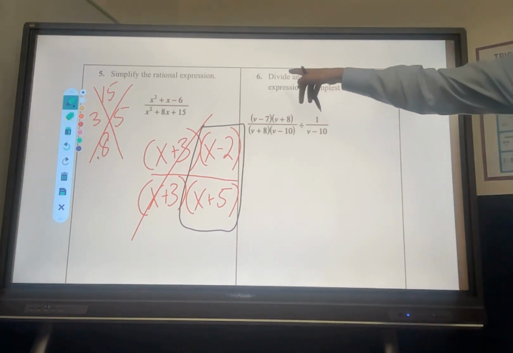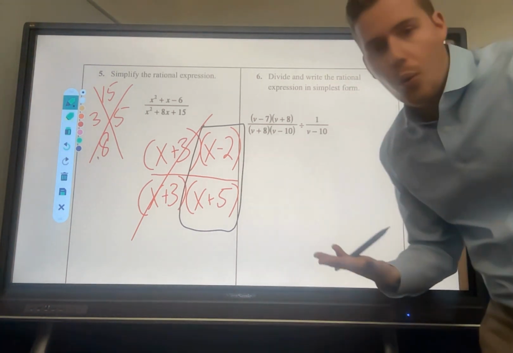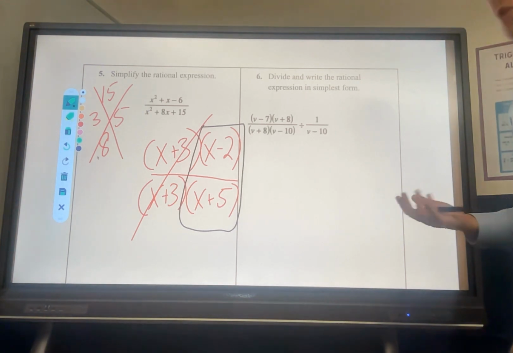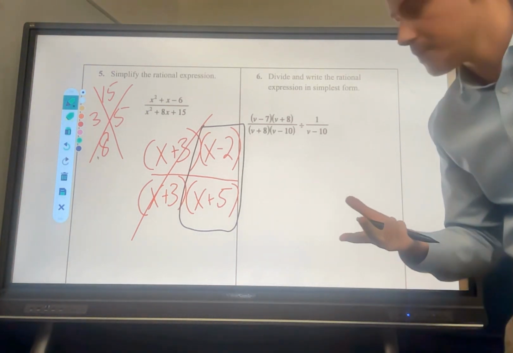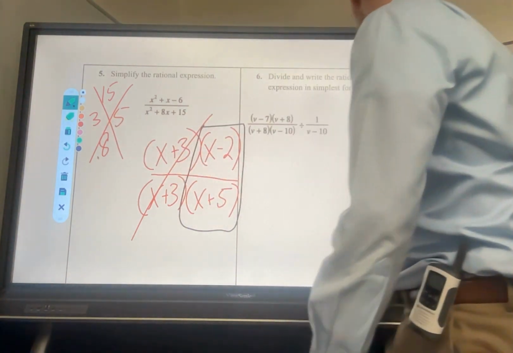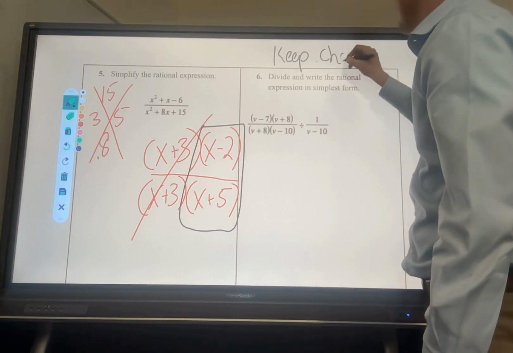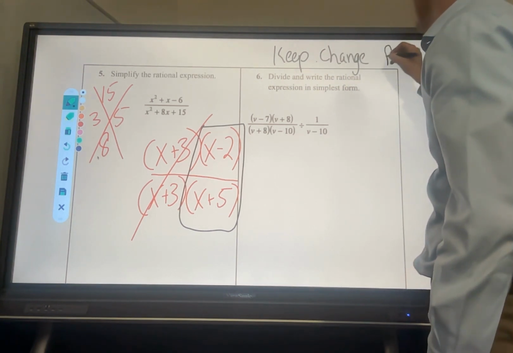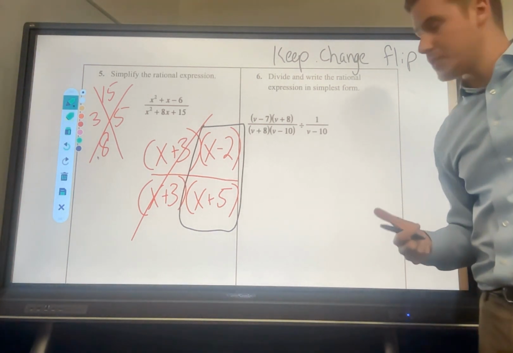Question 6 says divide and write the rational expression in simplest form. Well, the way we do that is we need to remember that when we're dividing fractions, we do keep, change, flip. Okay, so I'm going to write that down. Keep, change, flip. All right, so start with there. Keep, change, flip when we're dealing with division.